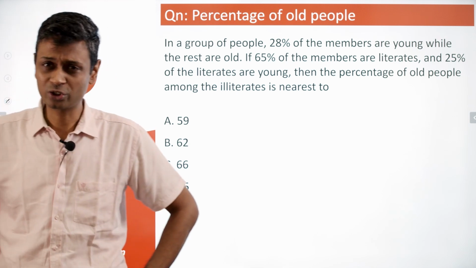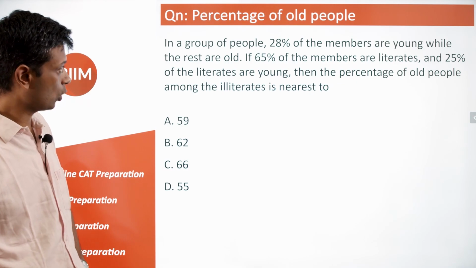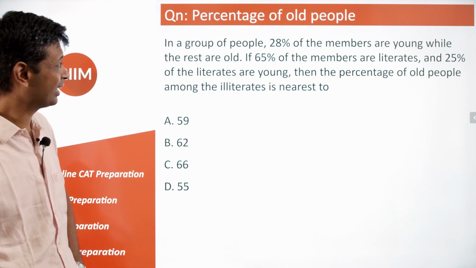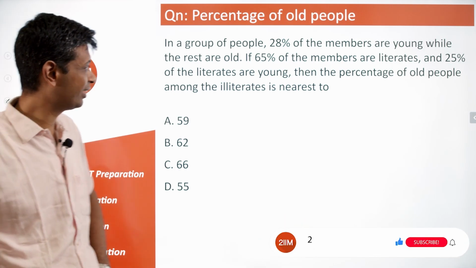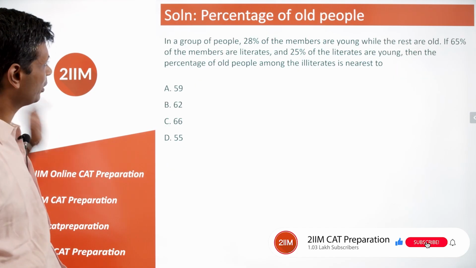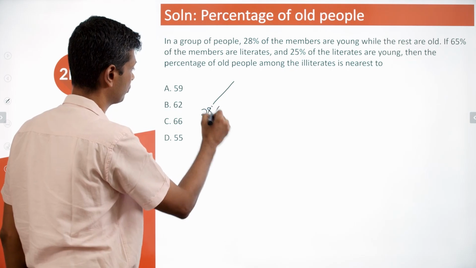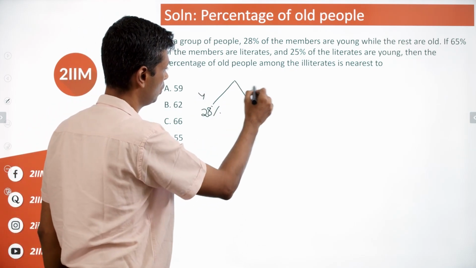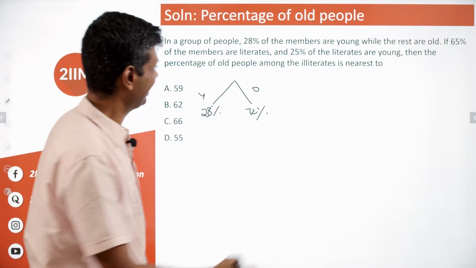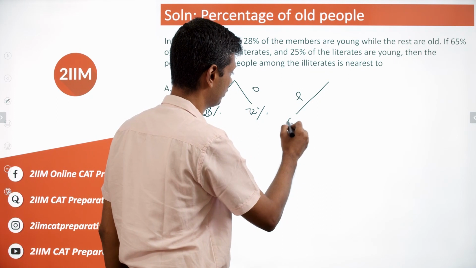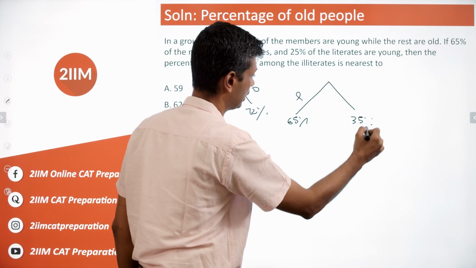This again with the percentages. Should be interesting. In a group of people, 28% of the members are young while the rest are old. 65% of the members are literate and 25% of the literates are young. The percentage of old people among the illiterate is nearest to. Let's look at this one. It should be simple. 28% are young, rest are old. So 28% young, old is 72%. The standard template, 65% are literates. So literates 65%. So 35% are not literate.